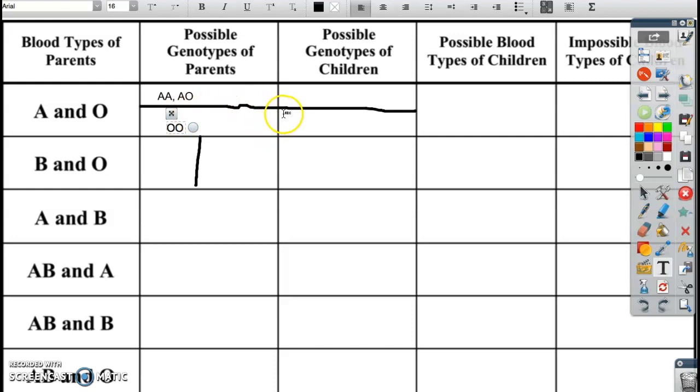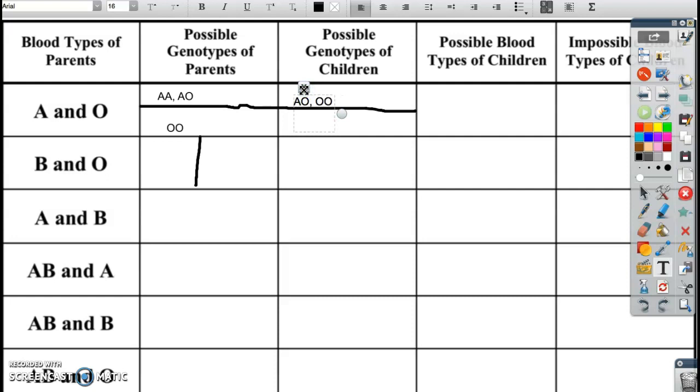Now, on this part about the genotypes of the children, let's think about that for a second. What combinations could they have? From this parent, they could get an A, or they could get an O. From this parent, guess what? They could only get O. So really, like I said, you don't really need this line here, my bad on that, you could have an A from the first parent and an O from the second. Or you could have an O from this parent and an O from this parent. And really that's the only combination you can have. Let's put that above the line there.